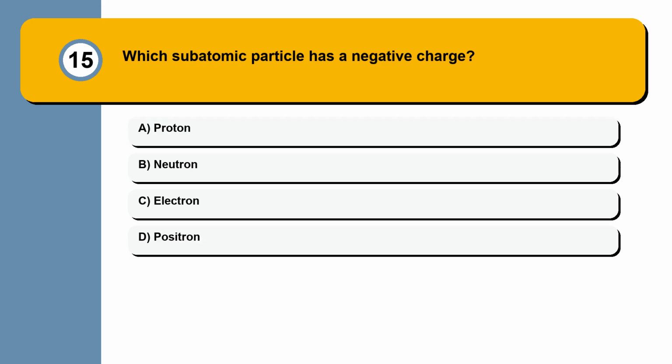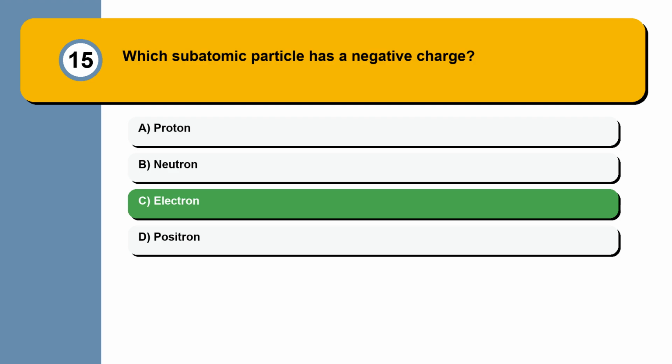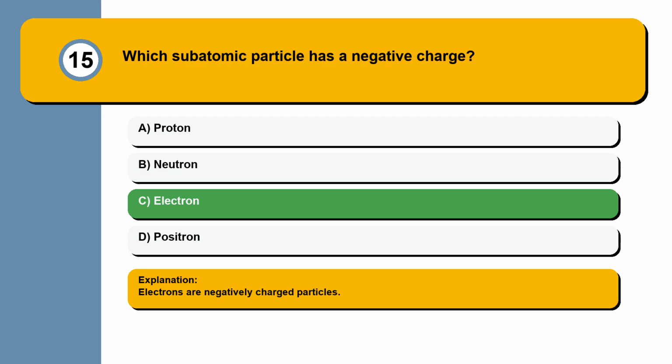Question 15. Which subatomic particle has a negative charge? Proton, neutron, electron, positron. Electrons are negatively charged particles.